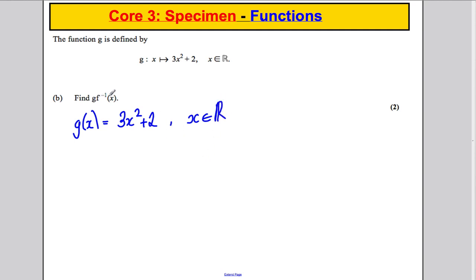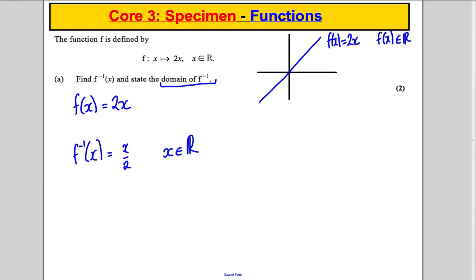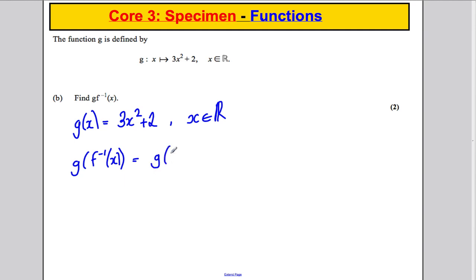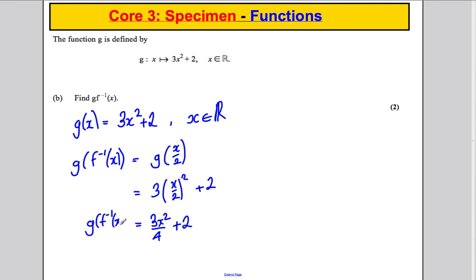Find g of f to the minus 1 of x. So we want to work out g of f to the minus 1 of x. We want to put f to the minus 1 into g. Well, f to the minus 1 is x over 2, so this is equivalent to working out g of x over 2. It's like putting x over 2 in place of x, so this would be 3 times (x over 2) squared plus 2. Multiplying this out, we get 3x squared over 4 plus 2. And that is our g f to the minus 1 of x. And we're done for 2 easy marks.